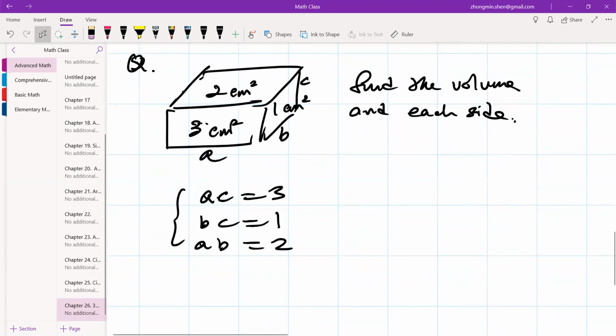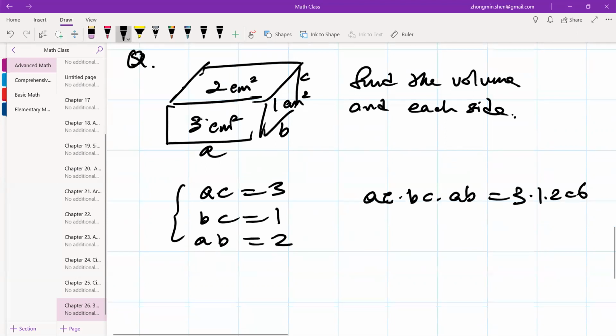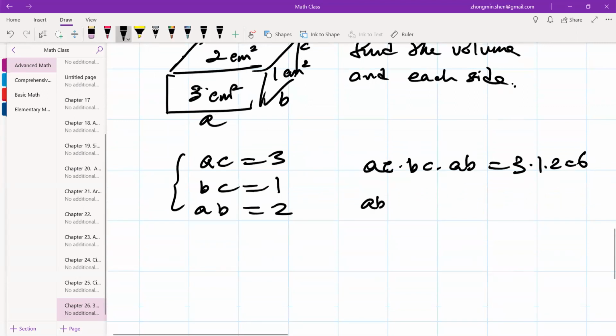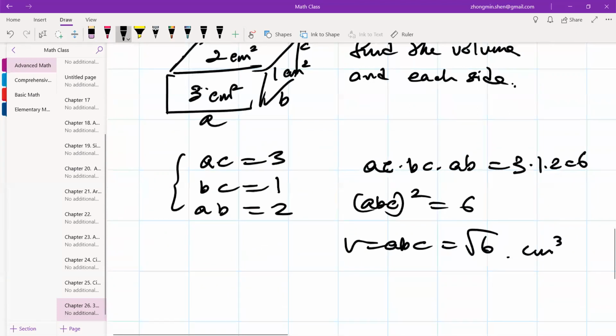So now we multiply them out: AC times BC times AB equals 3 times 2 times 1, which is 6. So ABC squared is 6, and the volume equals ABC, which is the square root of 6. You put the units here: cubic centimeters. All right, now can you find ABC? That's an algebra question. Quickly.